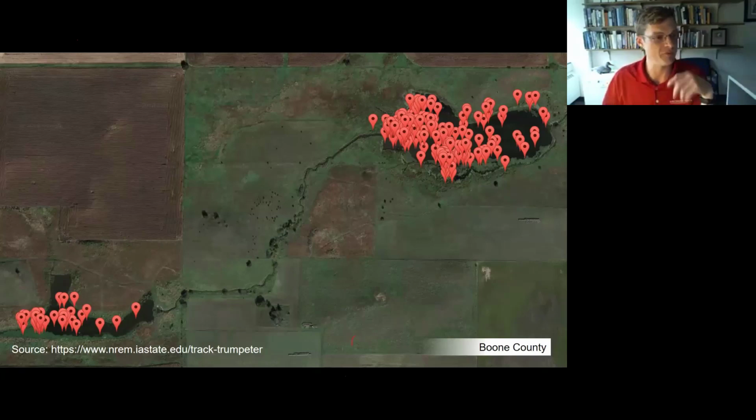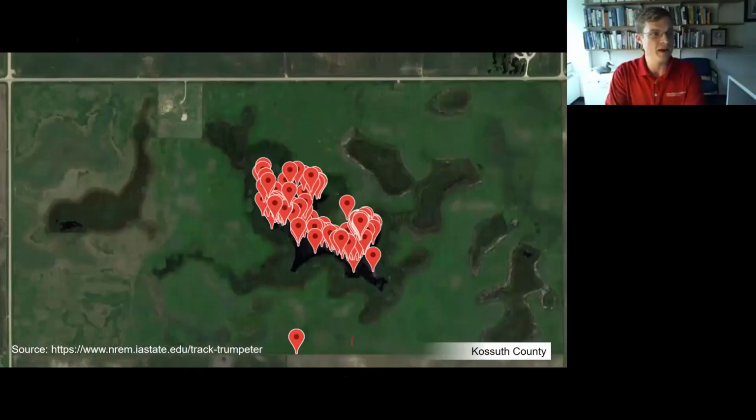Here's one map from Boone County of trumpeter swans sporting one of those little GPS collars, taking advantage of 2 constructed wetlands, those wetlands designed to treat water quality or nitrates in drain tile. You can see the trumpeter swans took advantage of that. And here's another picture of a trumpeter swan taking advantage of a prairie pothole wetland in Kossuth County on Maynard Reese Wildlife Area.